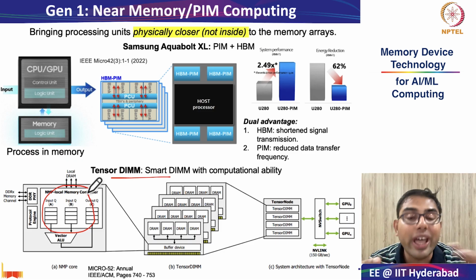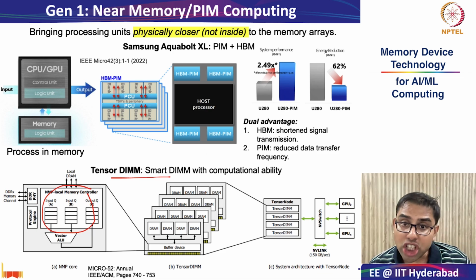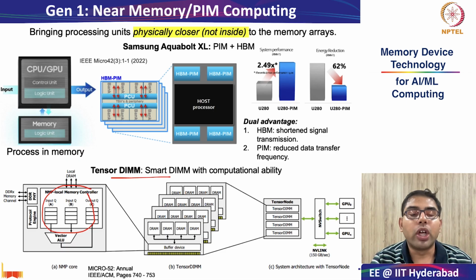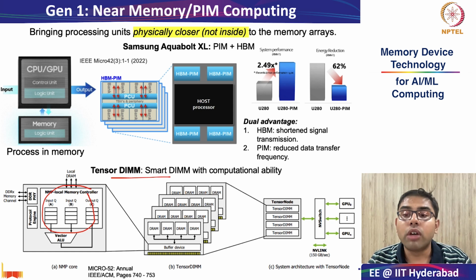So with these two examples of processing in memory, which are AquaBolt and tensor DIMM, we show how by bringing logic inside the memory chip, you are able to offload some of the frequent memory transactions and logic processes inside the DRAM chip itself, and that too without requiring any radical changes inside the DRAM cell array.